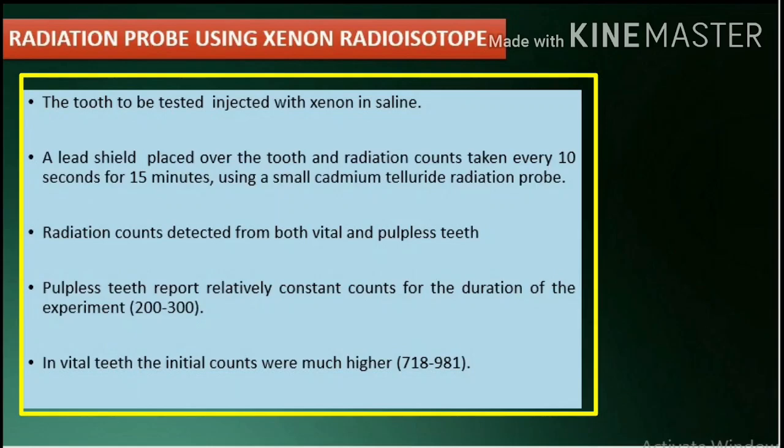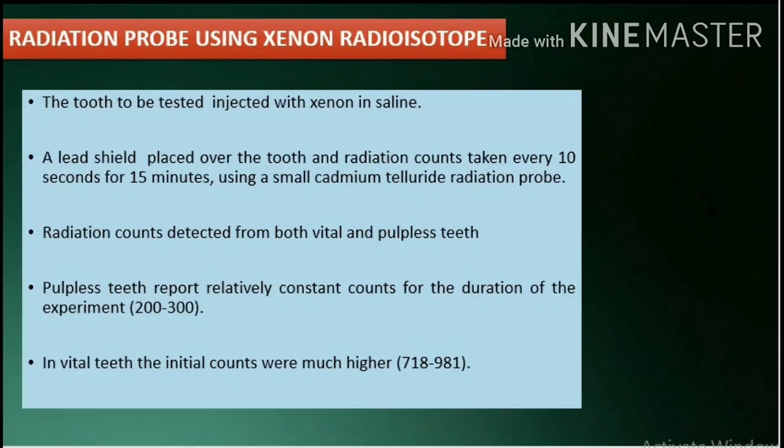Radiation probe. Using xenon radioisotope. The tooth to be tested is injected with xenon in saline. A lead shield is placed over the tooth and radiation counts are taken every 10 seconds for 15 minutes, using a small cadmium telluride radiation probe. Radiation counts are detected from both vital and pulpless teeth. Pulpless teeth report relatively constant counts for the duration of the experiment, 200 to 300. In vital teeth the initial counts were much higher, 718 to 981.